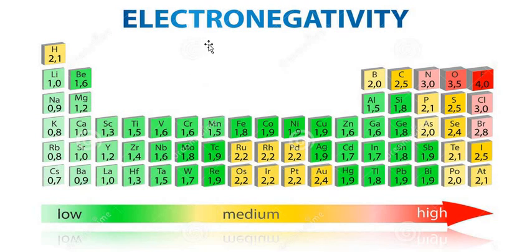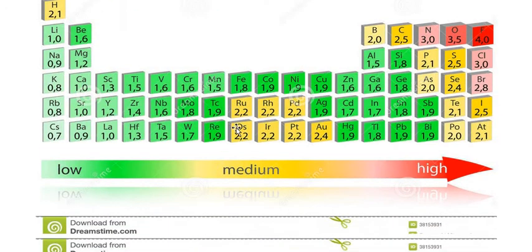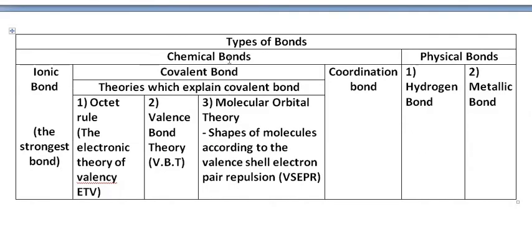Here is a table for electronegativities of different elements in the periodic table: hydrogen 2.1, lithium 1, sodium 0.9, and so on. Each element has its own electronegativity. The electronegativity is the factor which determines the type of bonding. Here is a table for types of bonds: ionic bond, covalent bond, and coordination bond. These 3 types are called chemical bonds, while physical bonds are the metallic bond and hydrogen bond.